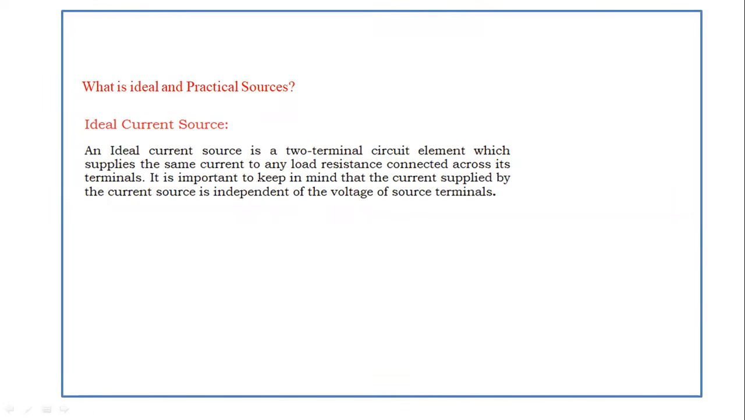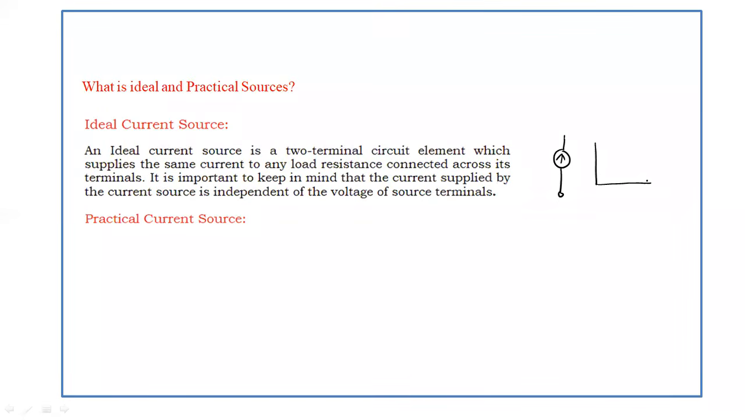It is important to keep in mind that the current supplied by the current source is independent of the voltage source terminals. Here in the ideal current source, before going to the practical current source, we will draw the ideal current source here. An ideal current source is the simple ideal source. It does not have any internal resistance.